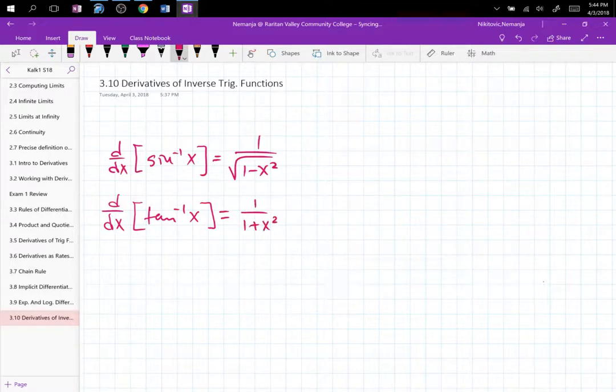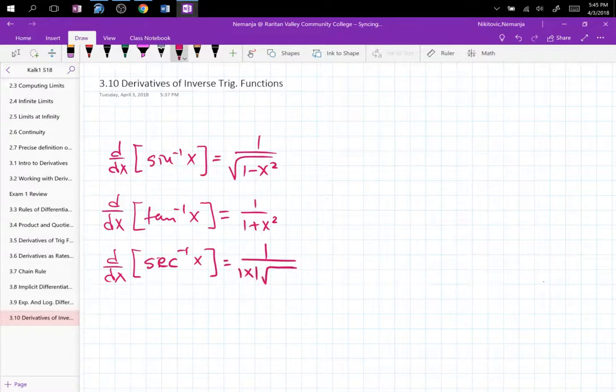By the way, these 2 formulas are used most of the time. You will see a lot of these in Calculus 2, and a lot of these in differential equations later on. Then we have the derivative of the secant inverse. This one pops up just a bit here and there, but it's not as frequent as the ones upstairs. It's 1 over the absolute value of x times the square root of x squared minus 1. So these are the inverse sine, inverse tangent, and inverse secant.